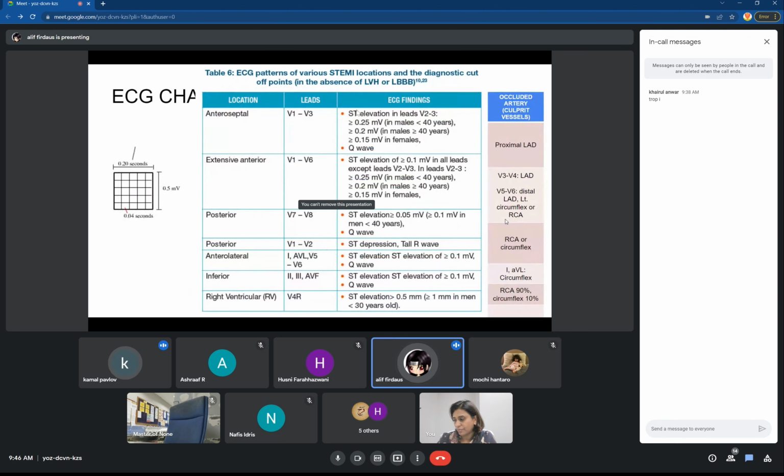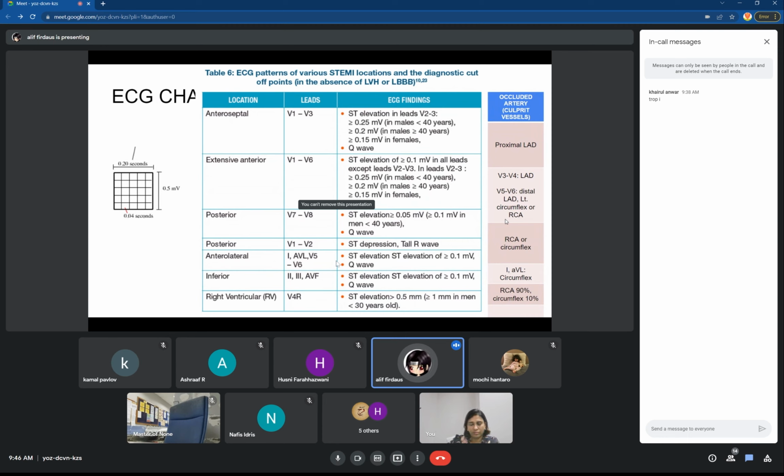So from the ECG changes, we might locate where the MI is occurring. For the anteroseptal, the leads are V1 to V3, and extensive anterior is V1 to V6. We might also have the posterior leads, which are V7, V8, so we can locate the posterior MI more accurately. In posterior MI, in V1, V2, we can see ST depression and tall R wave.